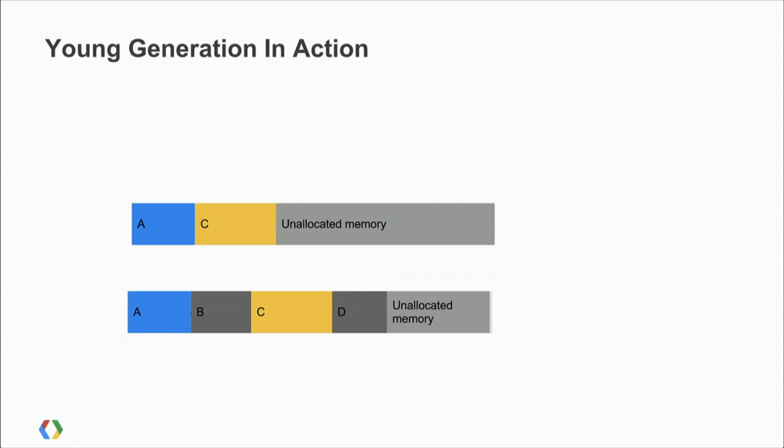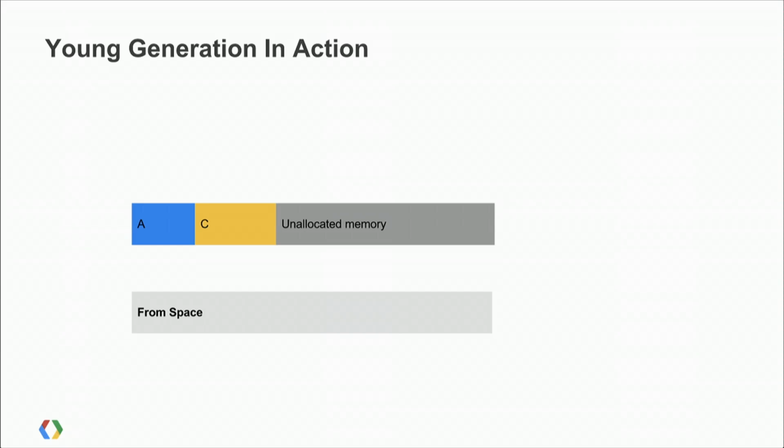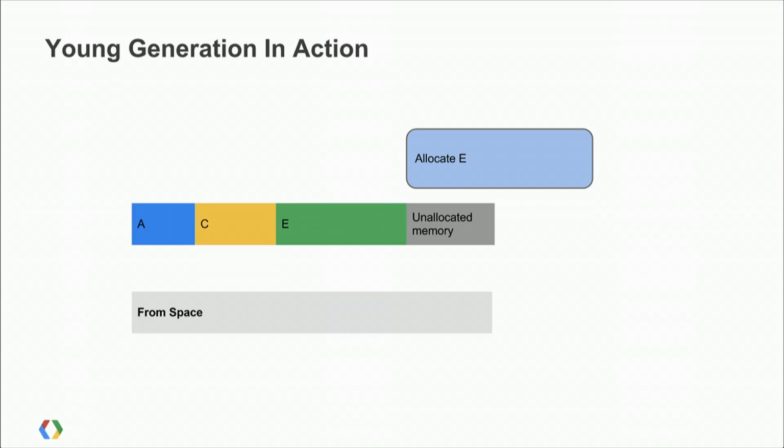So here we are, we've done the copy, we've done the collection, we've just copied the live objects from one semi-space to the next. And the from space is just recycled at this point. There's no other work done to it. It's just ready for use next time there's a collection that needs to happen. At this point, your page is resumed, and the E object is allocated.